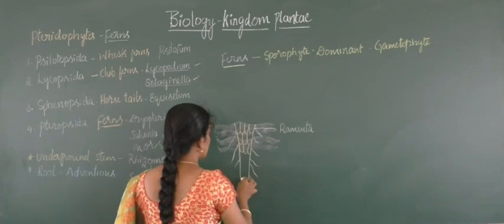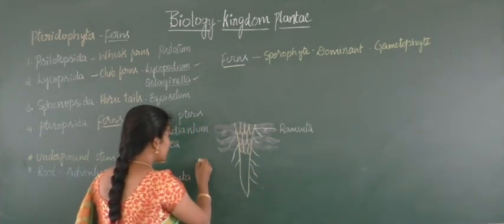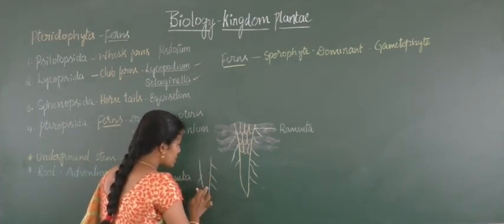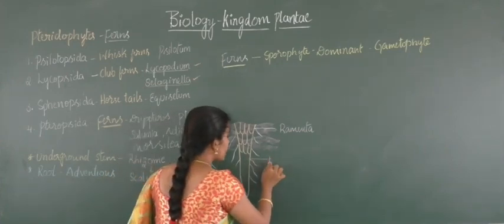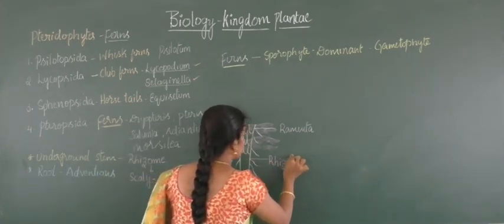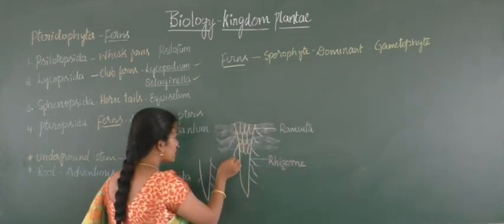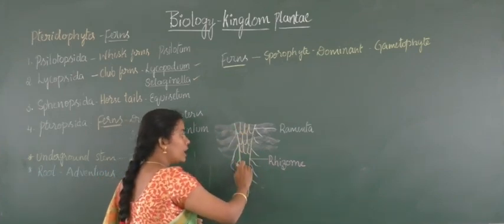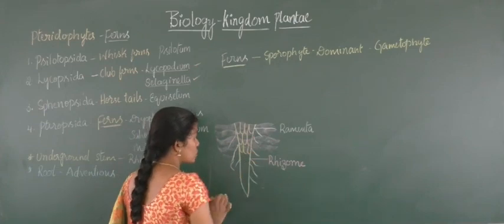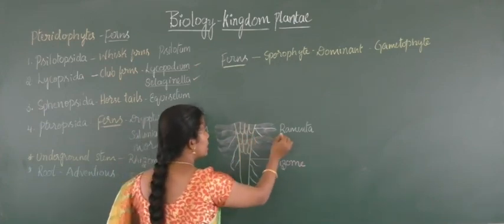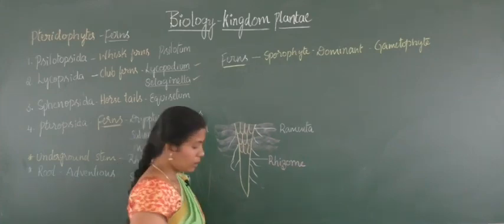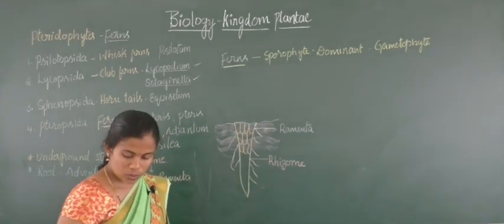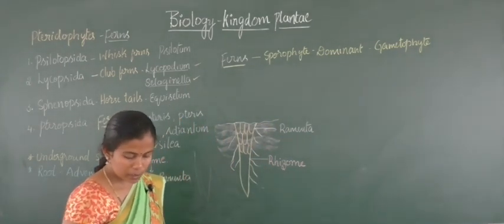So these are the roots. See, you will write it like the taproot system. So you write the roots like this. I am writing this as an underground stem called rhizome. On the top of the rhizome there will be adventitious roots. So what I have written now is the underground stem and the roots, the adventitious roots. On top of it is the ramenta. And later on, in the aerial portion there will be a stem which is running like this.